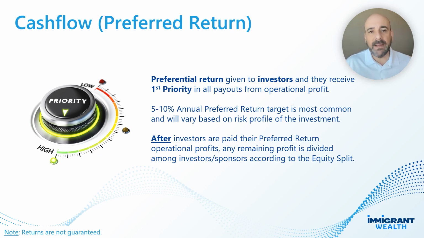Now, a range that I've seen is anywhere from 5 to 10% annual preferred return. That's the most common, but it really depends on a lot of different factors. But I just throw that out there just so you have a sense of what to look for. And then after the investors are paid their preferred return, then any remaining profit is split with the investors and the sponsors. So that's in essence what a preferred return really means.